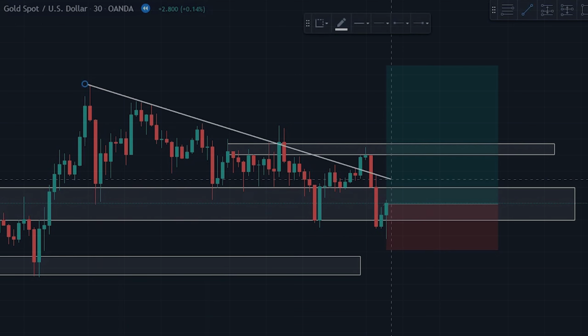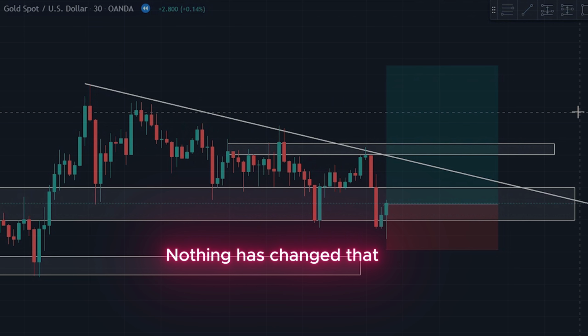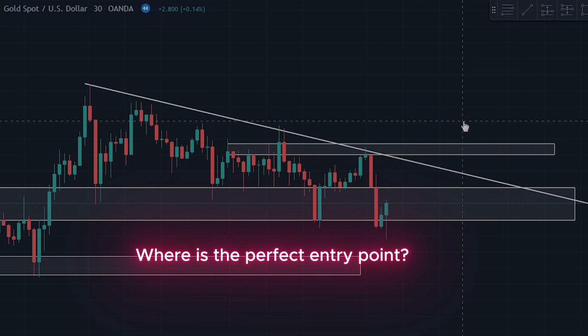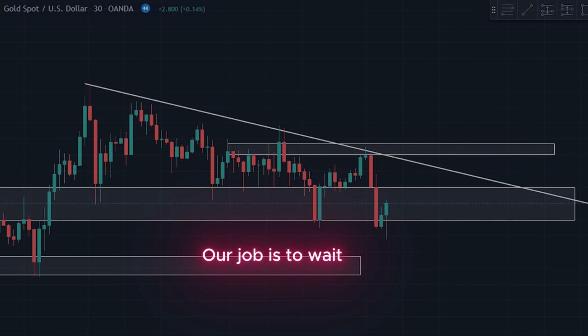Let's look back a bit. The current trend is still a downtrend. Nothing has changed that. So, where is the good entry point? Where is the perfect entry point? The perfect entry point always comes after the good entry point. Our job is to wait.